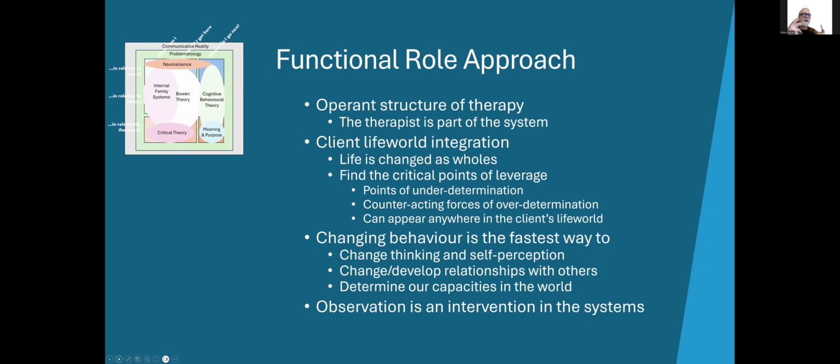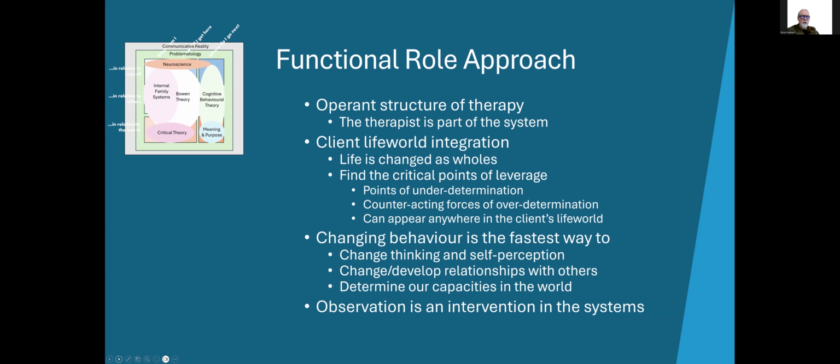What I like to think of my own approach, I call it the functional role approach. That is, putting all of these pieces together in my head, I try and look at what this whole means. And I call it the functional role. That is, you need to think of the structure of therapy. If you're going to really think good theory, you have to think about how the pieces all fit together, including the therapist as part of the system.